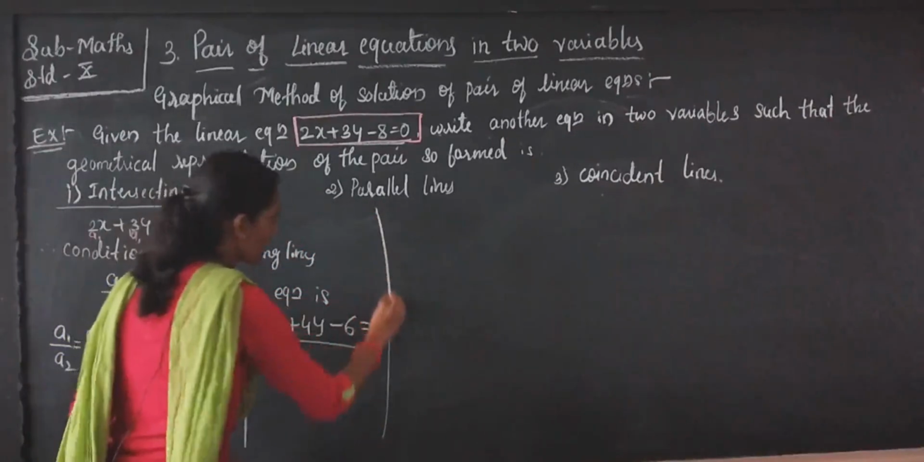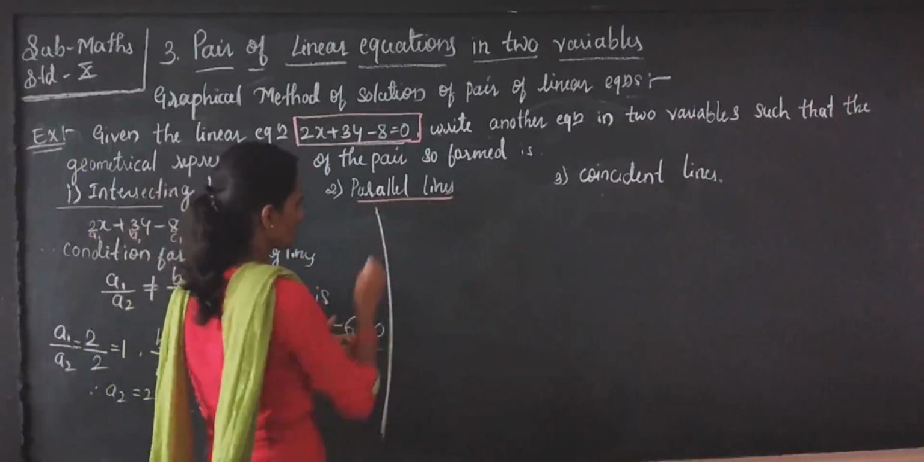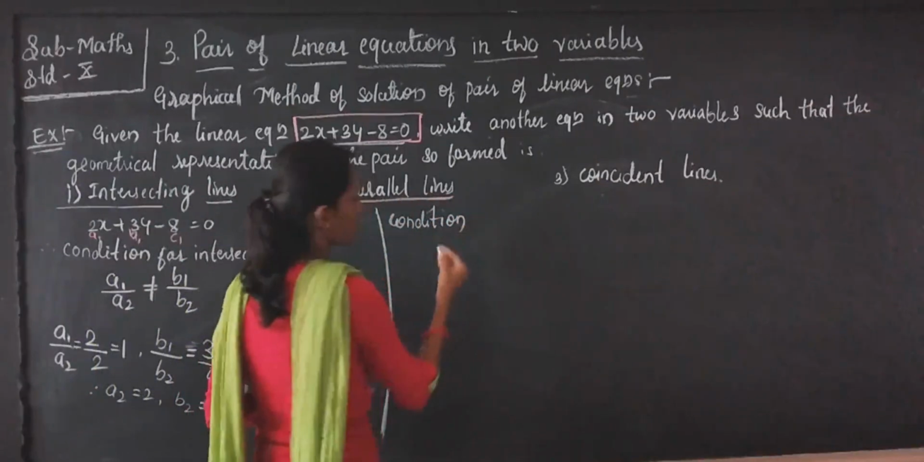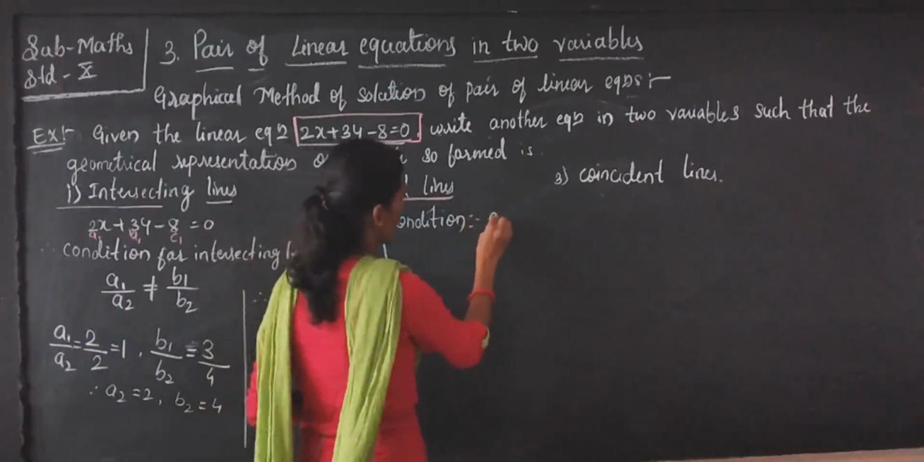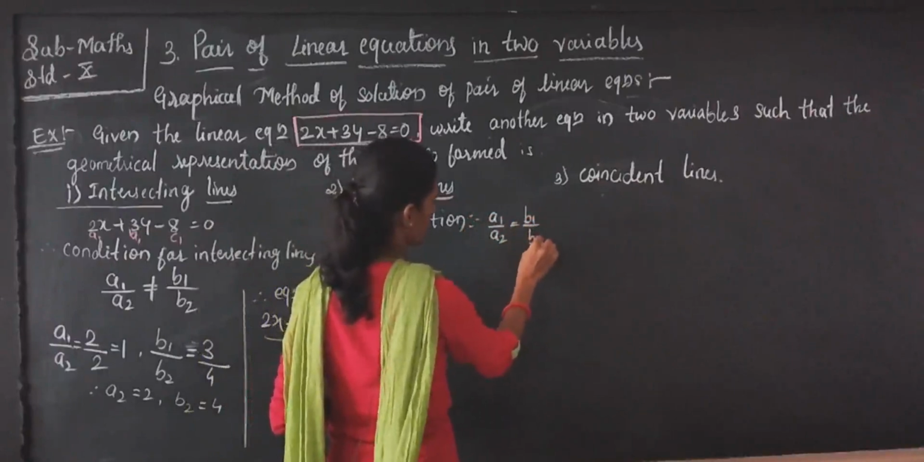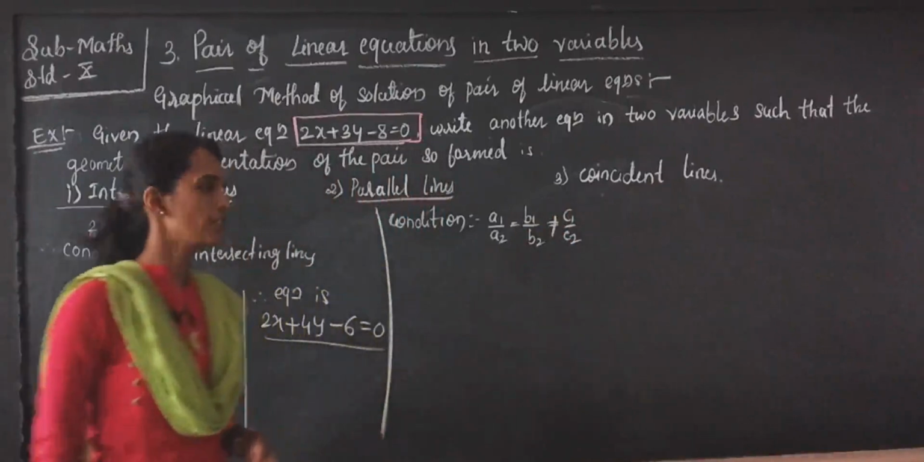So the second one is parallel equations. For parallel equations, what is the condition? We know the condition: A1 by A2 is equal to B1 by B2 but not equal to C1 by C2. This is the condition for parallel.